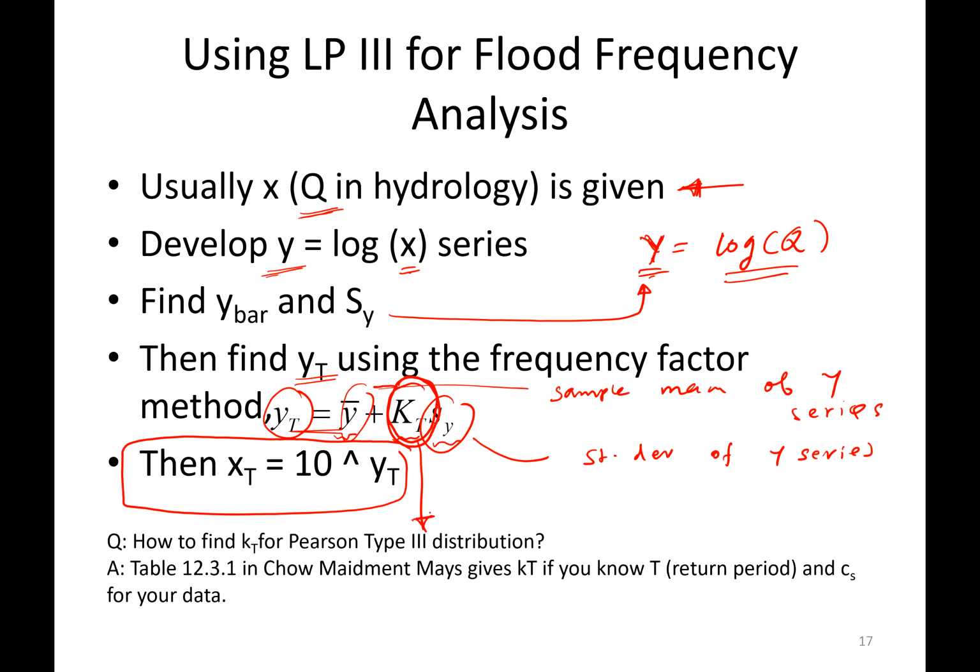Now there are multiple ways to get kt. You can find an expression for kt using Log Pearson Type III, but in this class we are going to use table 12.3.1 in Chow, Maidment, and Mays to get kt, and I will show you how you get that. The only thing you need to know to get kt is t, which is the return period, and your coefficient of skewness, which will be for the y series.